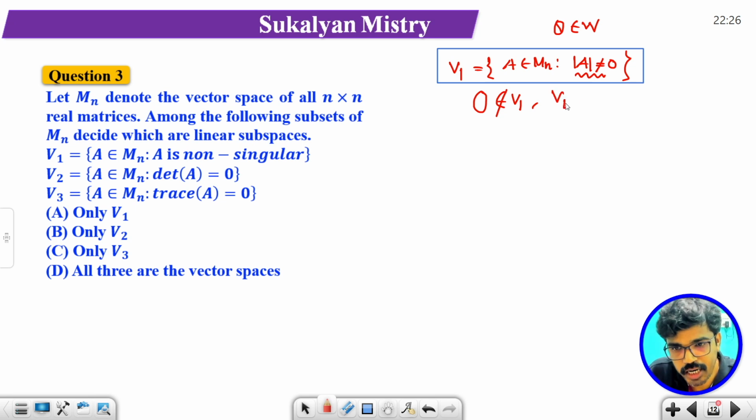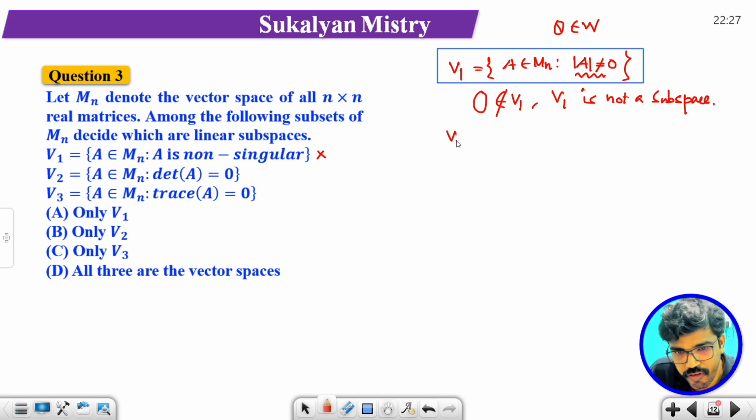Okay, so v1 is not a subspace. Why? Because the necessary and sufficient condition is that the null vector must belong to the set, then it forms a subspace, otherwise not. Here the null matrix does not belong to v1 because it is given that it is a non-singular matrix. So since the null matrix does not belong to v1, v1 is not a subspace. Okay, I think that is clear.